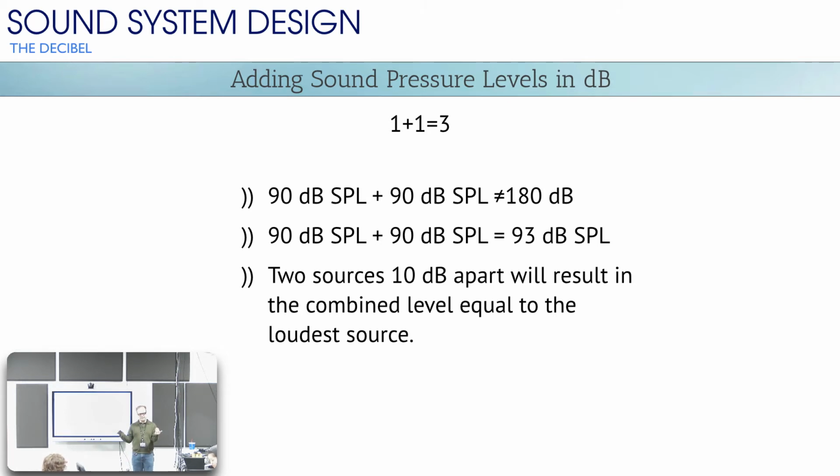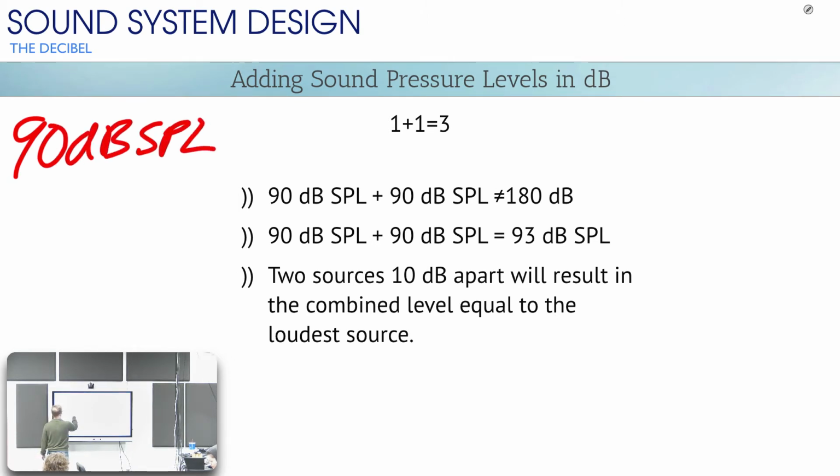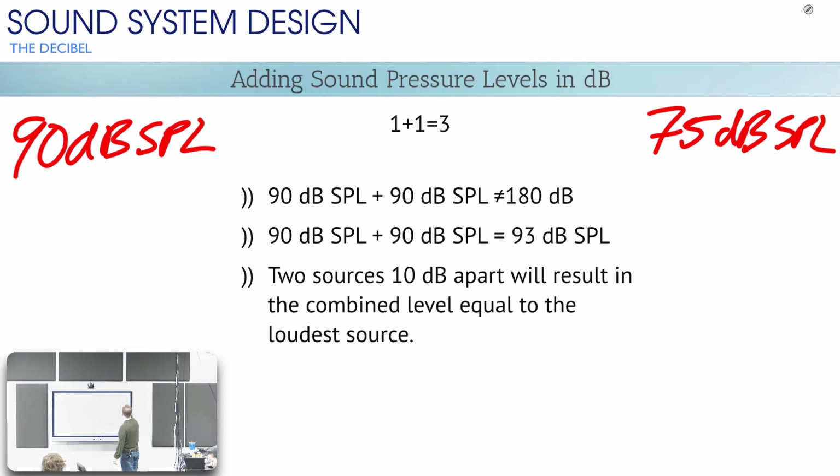Okay? So let's say the bass puts out 90 dB SPL on average, and the violin puts out 75 dB SPL on average. So 1 violin plays, you get 75 dB SPL. 1 bass plays, you get 90. How many violins do you need for the violin section to be as loud as the 1 bass? A lot more violins, okay?